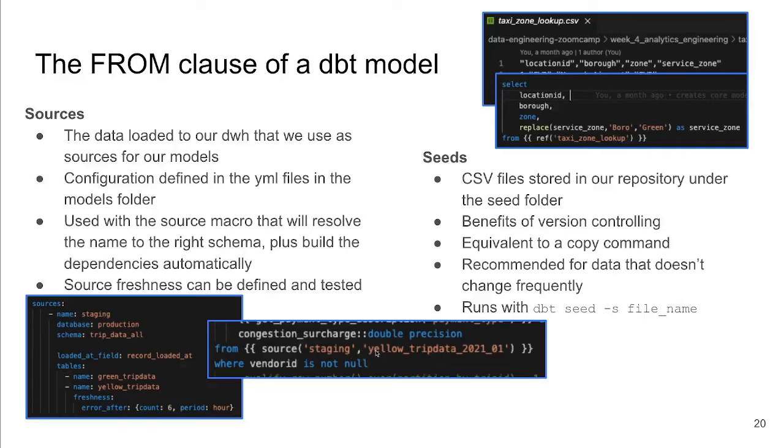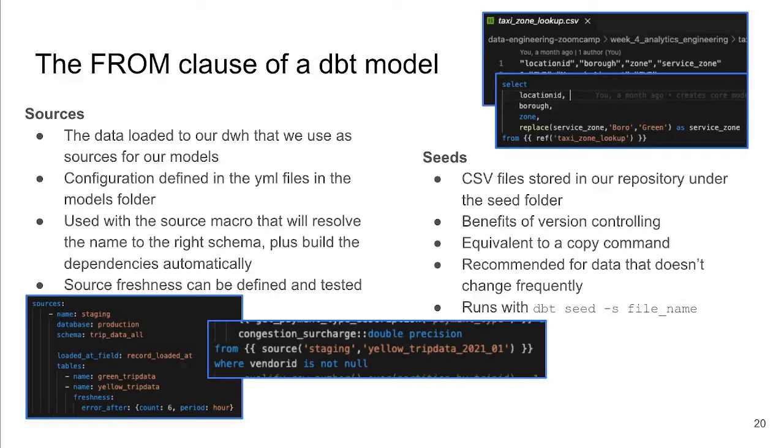And this is going to translate. So here, when we say source, staging, yellow trip data, it's actually going to translate to production dot trip data all dot yellow trip data. This macro is going to basically resolve the name for us with the right schema, and it's going to also build the dependencies automatically. We're going to see that at the end when we see the documentation.